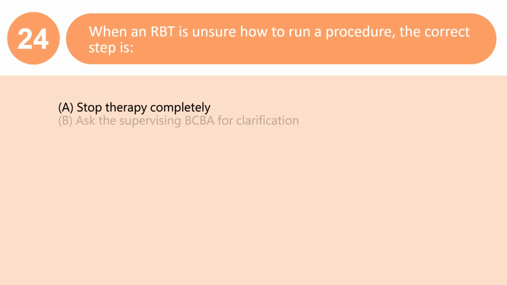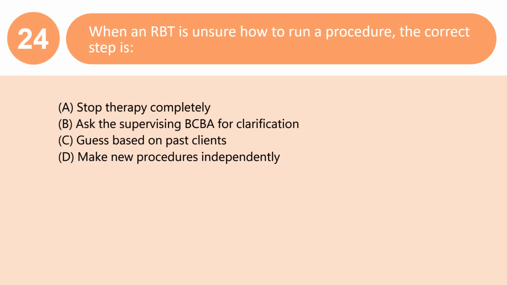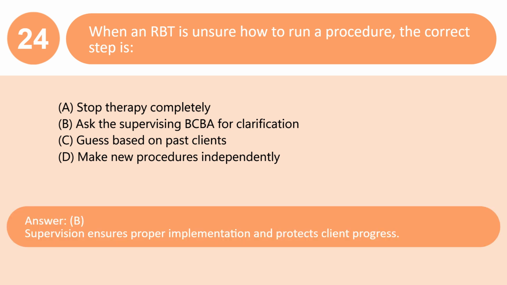When an RBT is unsure how to run a procedure, the correct step is A. Stop therapy completely. B. Ask the supervising BCBA for clarification. C. Guess based on past clients. D. Make new procedures independently. Answer B. Supervision ensures proper implementation and protects client progress.